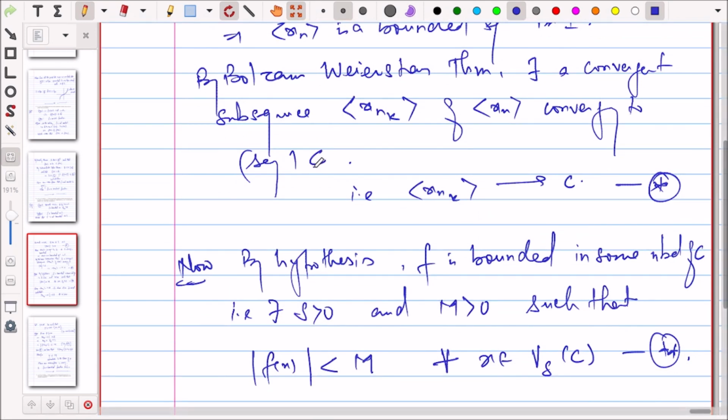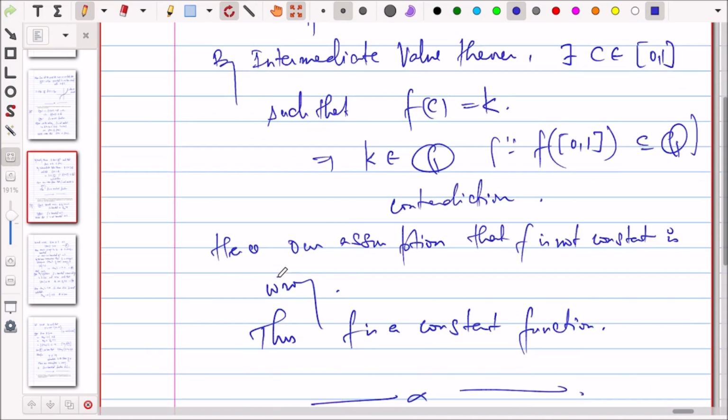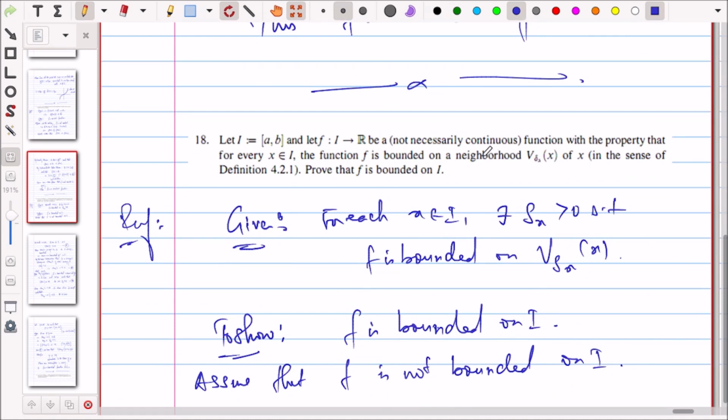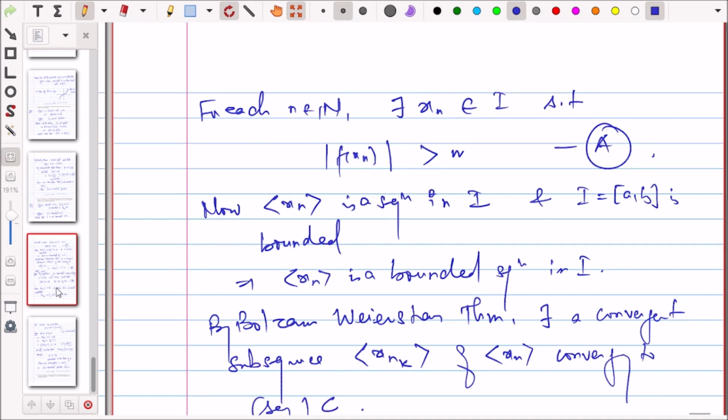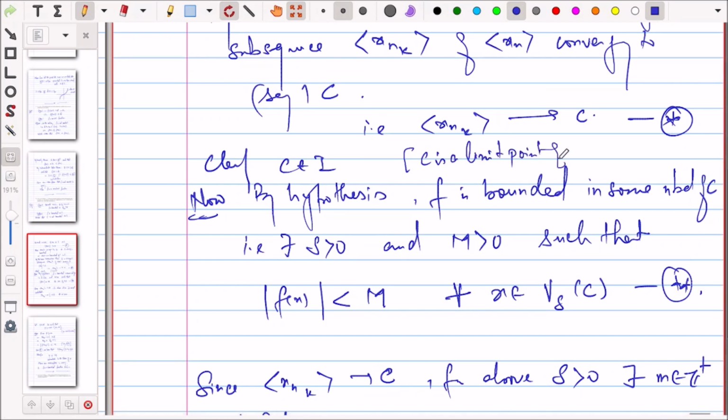Here, by hypothesis f is bounded in some neighborhood of C. This C belongs to I. We have not mentioned the use of the closed interval [a,b], but notice that this C has to belong to I, because f is bounded on every neighborhood of every point in I. So C must be a point in I, because C is a limit point of I, and I is closed. So this is very important, we missed it.